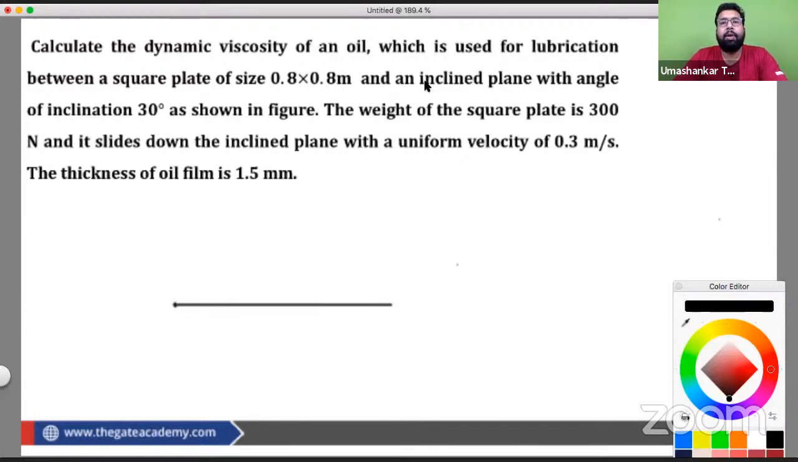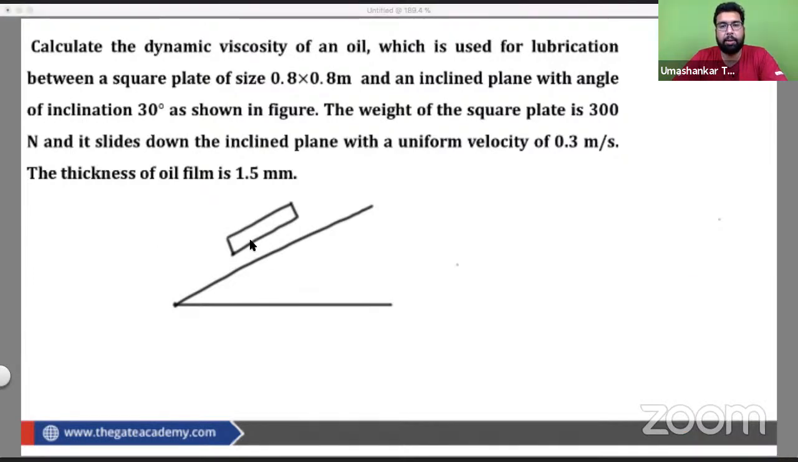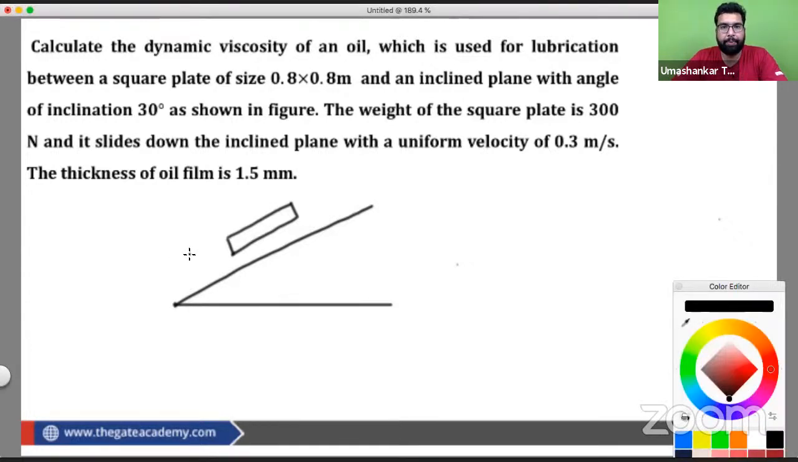So the question is saying: calculate the dynamic viscosity of an oil which is used for lubrication between a square plate of size 0.8 by 0.8 meter. Okay, so we have some square plate here. This square represents the surface here, beta. Pranjali has given an answer to me and it is correct. Very good, beta.